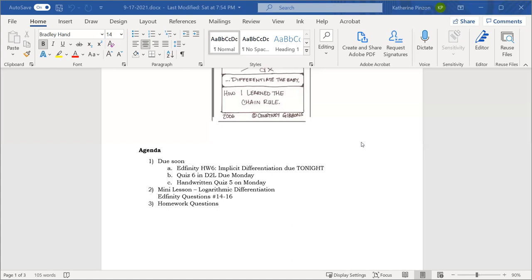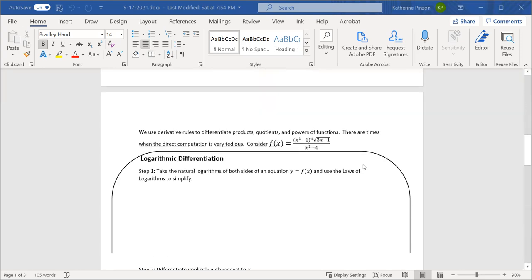Okay, so today we're gonna do the last little bit of what happens in the homework, and this is called logarithmic differentiation. So that's what we've got left to do today, is logarithmic differentiation.